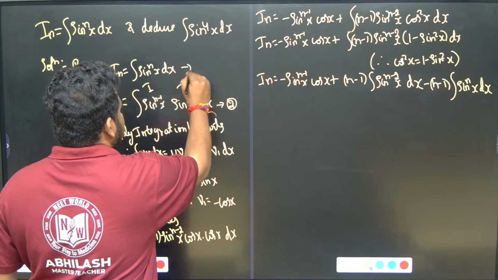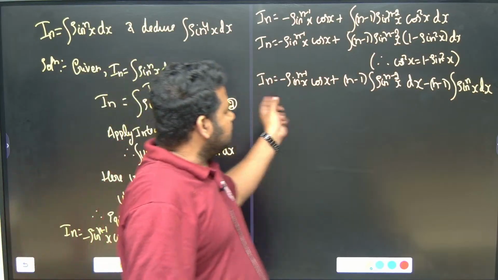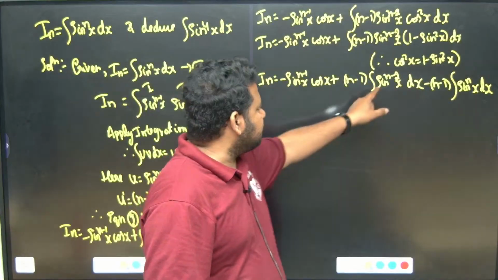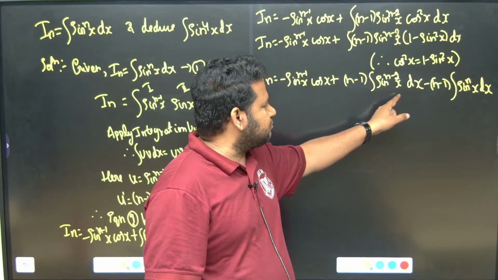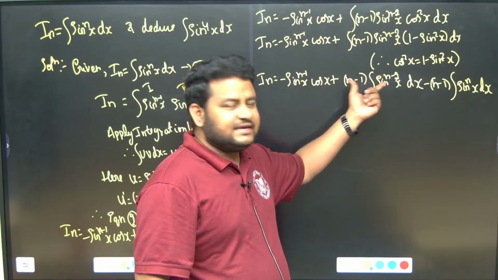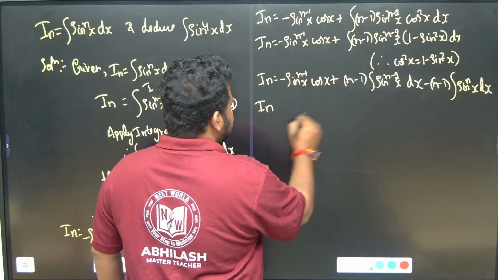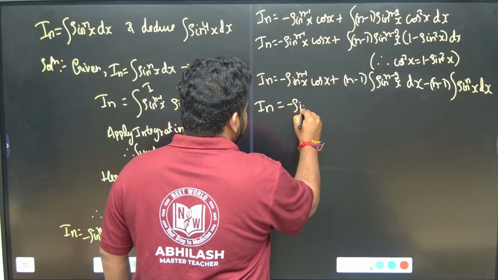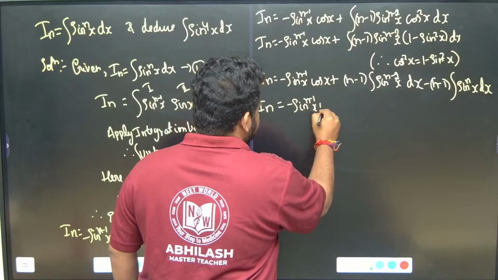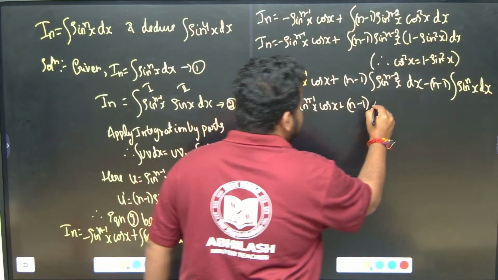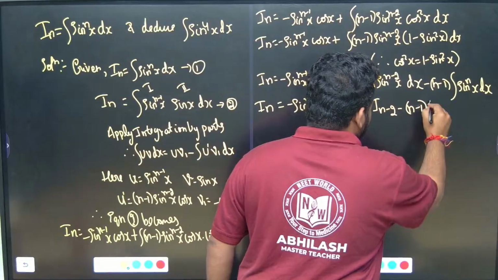This is equation 1. From equation 1, the integral of sin^n x dx, that is I_n, is equal to minus sin^(n-1) x cos x, plus (n-1) times the integral of sin^(n-2) x dx, which is I_(n-2), minus (n-1) times I_n.